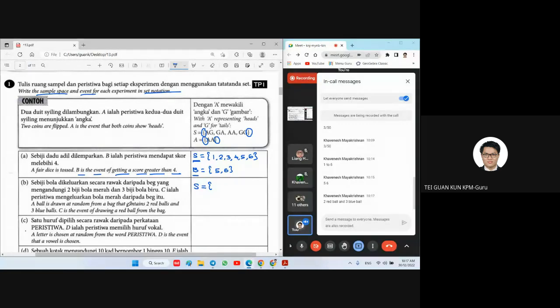So bila awak draw randomly, okay, awak draw a ball, okay, a ball is drawn randomly. Maksudnya awak ambil satu bola daripada bag itu. So apakah bola yang kamu akan dapat? So awak akan dapat sama ada bola merah, ada 2, ataupun bola biru. Okay, blue ada 3.